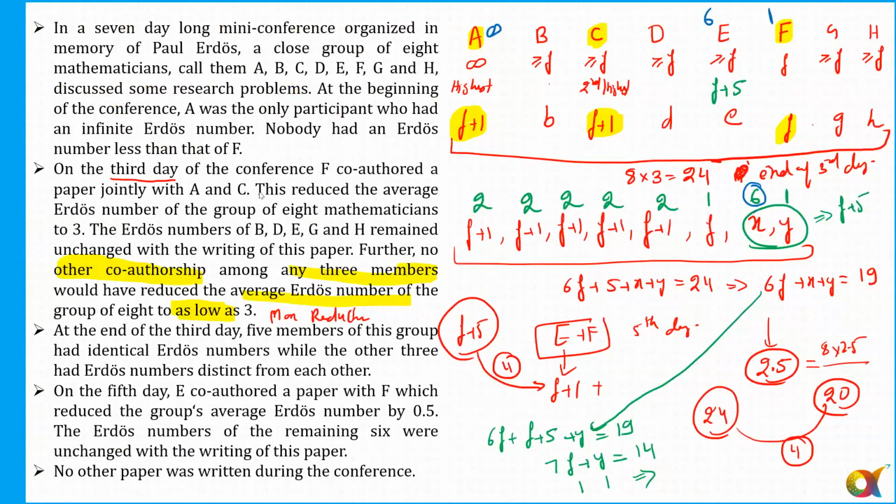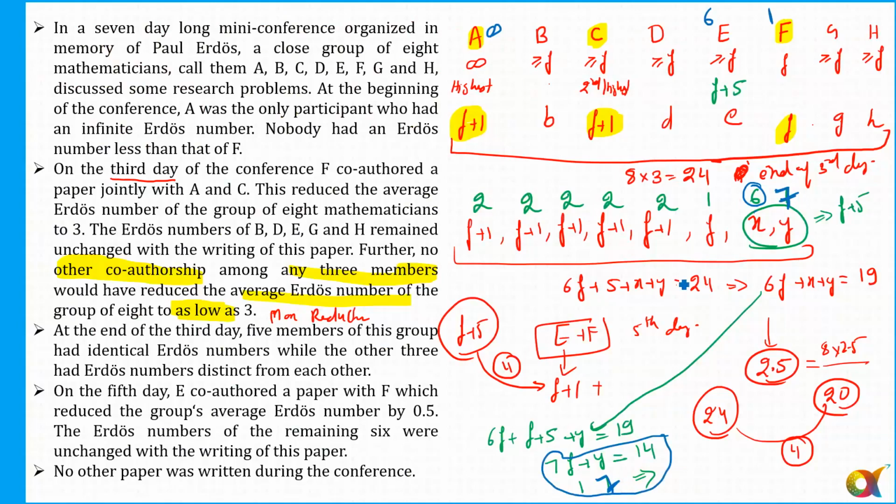I think I have written something wrong. Okay, the value of Y will be 7. Yes or no? Yes, that's right. Y is equal to 7. When I have written 7f plus y is equal to 14, f is equal to 1 and y is equal to 7. Okay, guys, just make a correction. Y is equal to 7 here.